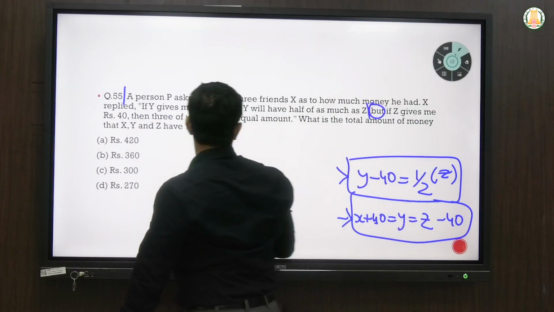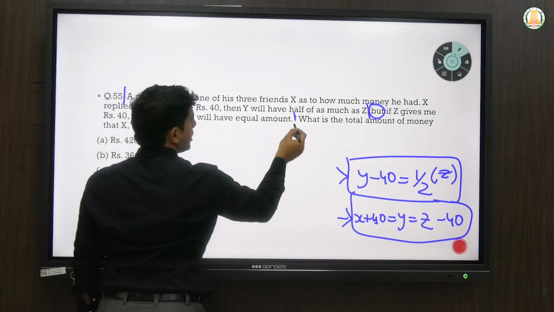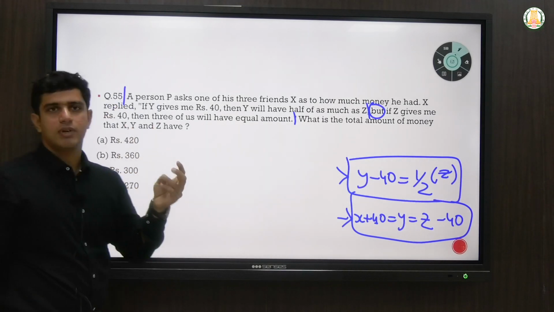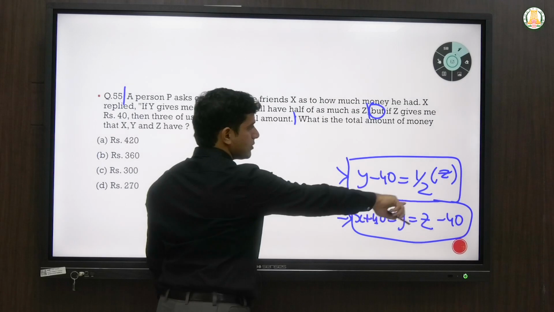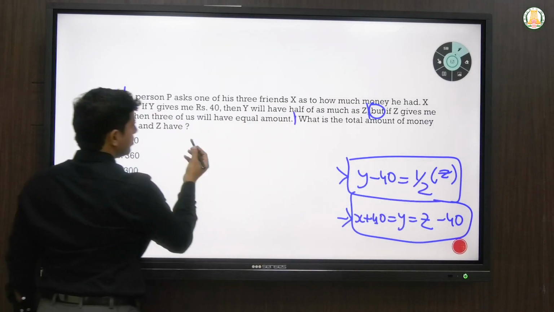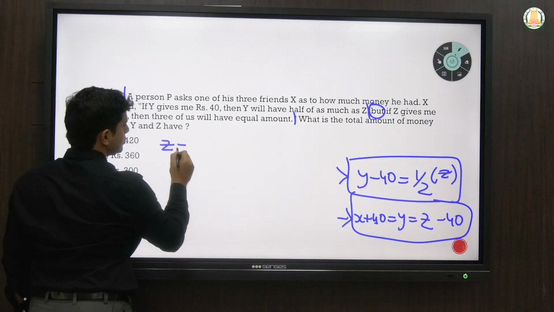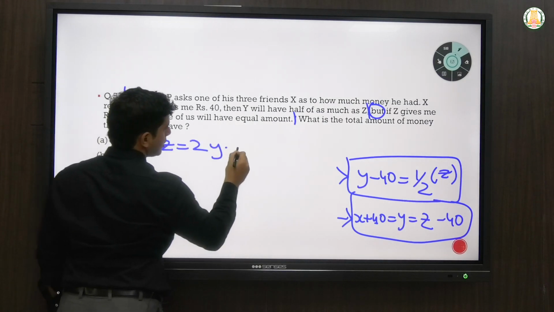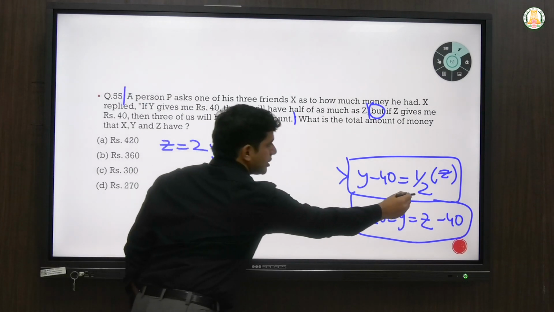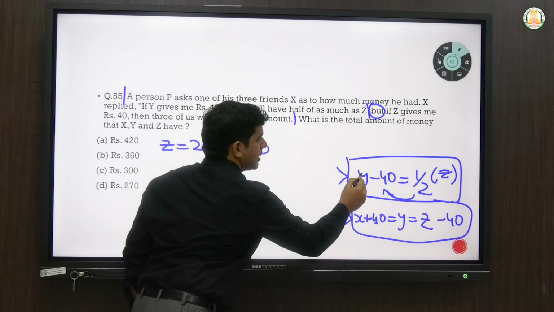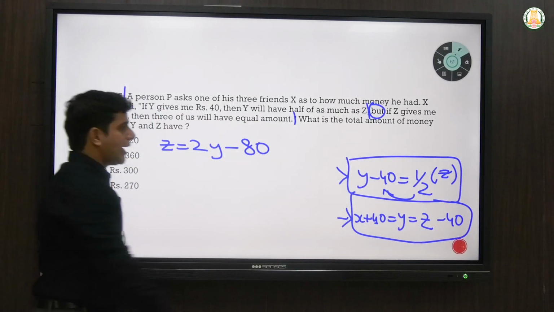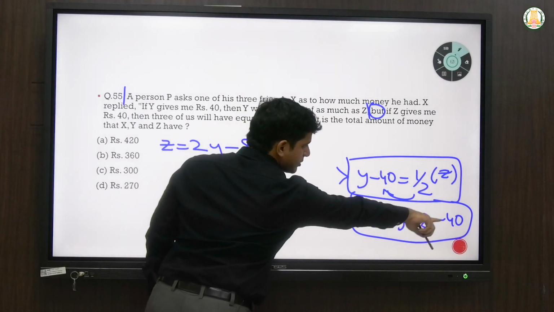Now we'll see how to find out. Now once we get this, what is the total money of X, Y and Z? You have to find out X, Y, Z individually. So from this equation, you know that Z is equal to 2 times Y minus 80. Okay, because you send it to this side of the equation, multiply 2Y with Y and 40, it becomes 2Y minus 80. And from this equation we know Y is equal to Z minus 40.